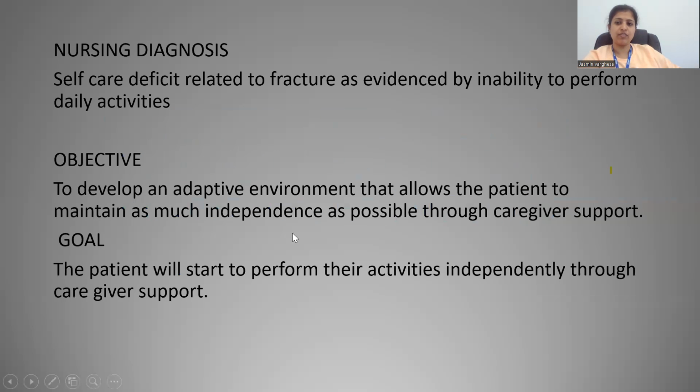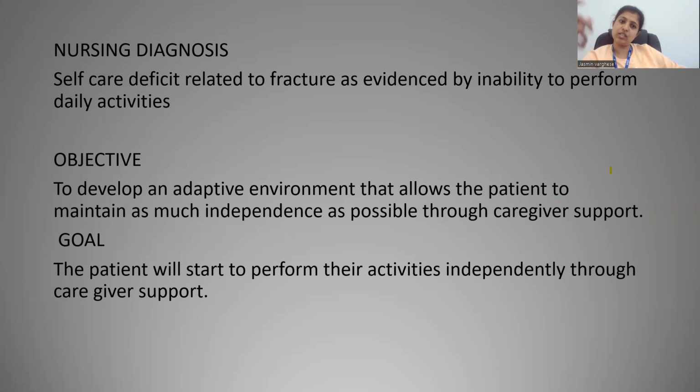Nursing diagnosis for self-care deficit, you can write like this: self-care deficit related to fracture as evidenced by inability to perform day-to-day activities. So inability to perform day-to-day activities could be the sign, and self-care deficit is because of what? Fracture. So for my patient, the situation is fracture in my case. Okay, so in your patient case, that will be different.